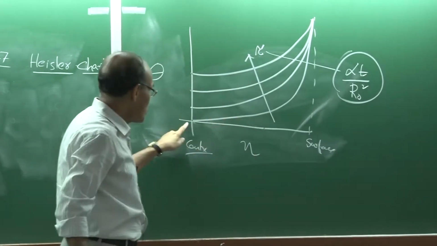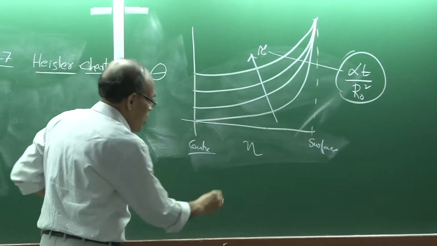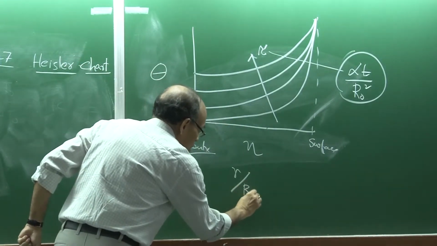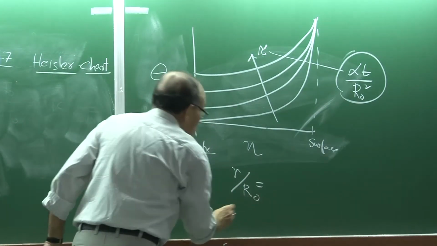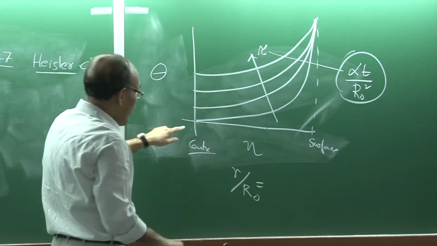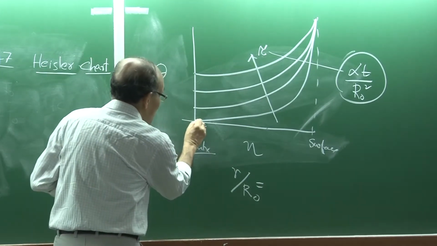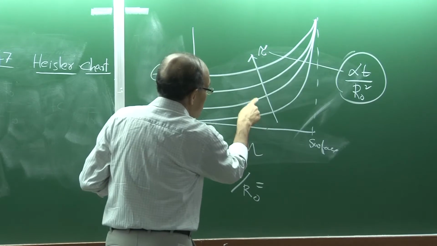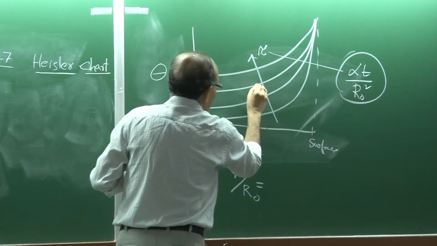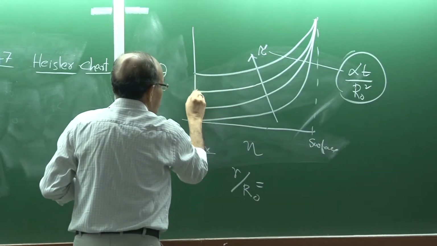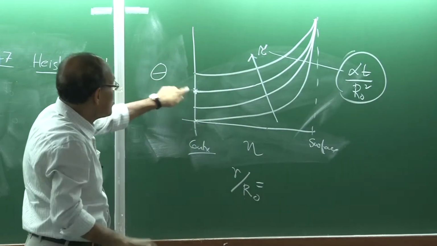If you want to find out what the temperature at the center is, then you will put r equal to 0, and then r by capital R is going to be 0. So, you are going to look at this particular line. You see that now my time corresponds to this. So, this line corresponds to this particular value, and then you find this is your dimensionless temperature.